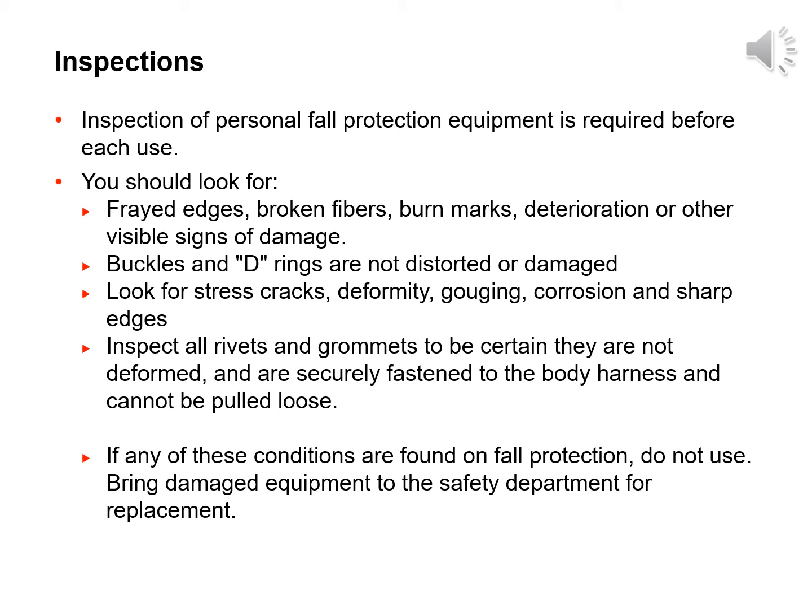Inspect connection points where the buckle or D-ring is attached to the belt or body harness. Ensure that no stitching is pulled and that the buckle or D-ring is securely attached. Inspect all rivets and grommets to be certain they are not deformed and are securely fastened to the body harness and cannot be pulled loose. If you find any of these conditions during the inspection, do not use the equipment.